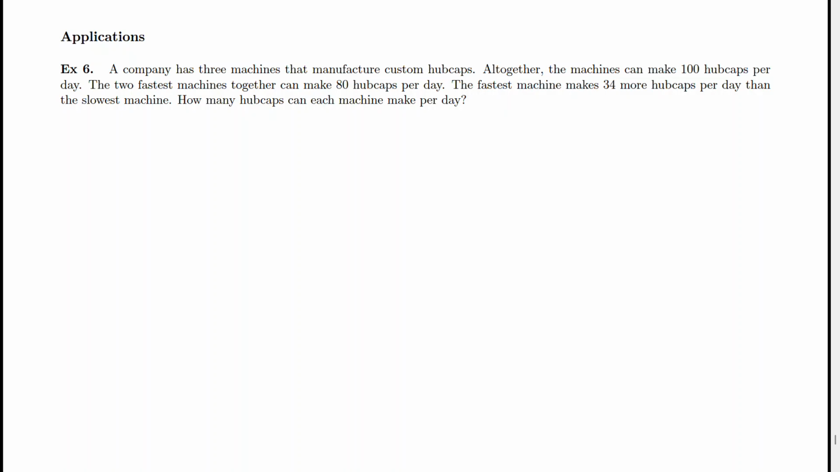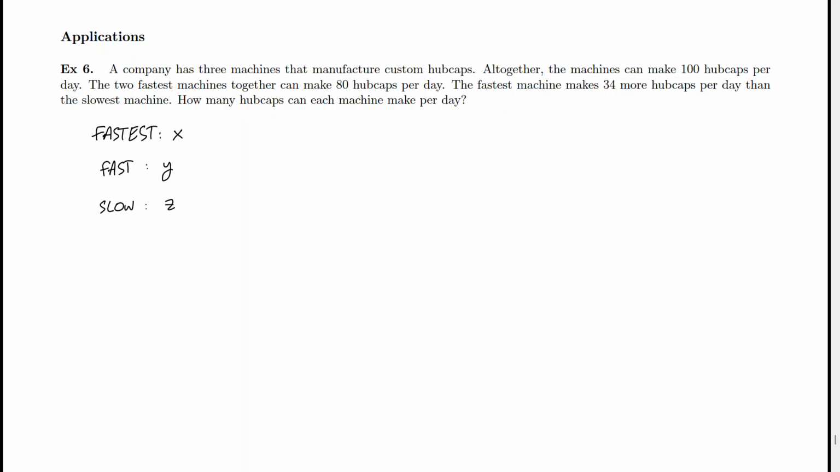So let's start by giving some names to the missing values. We have a fastest machine, a fast machine, and a slow machine, and they're all working together to make hubcaps. So let's say that the slow machine is Z, the fast one is Y, and the fastest is X. We're looking for the number of hubcaps produced by each machine, and we're calling the number that the fastest machine makes X, and so on.